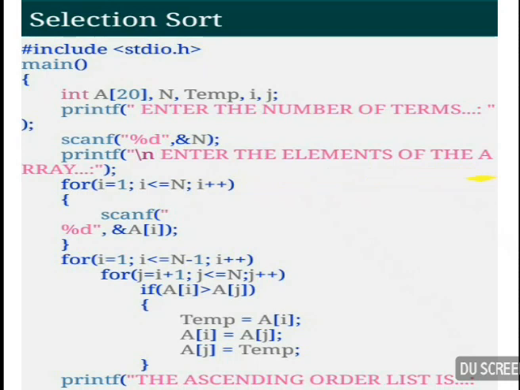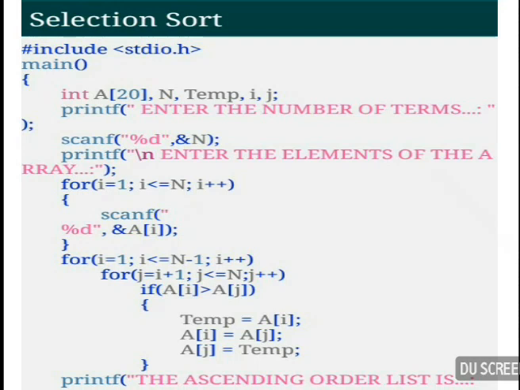Then I write printf "enter the elements of an array". Then a for loop starts from here: i is equal to 1, i is less than or equal to n, and i plus plus. Scanf holds the value and the for loop closes here. Now the sorting program starts.